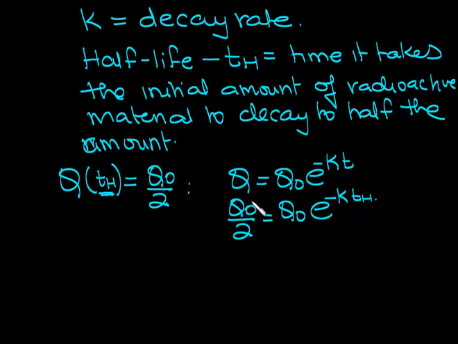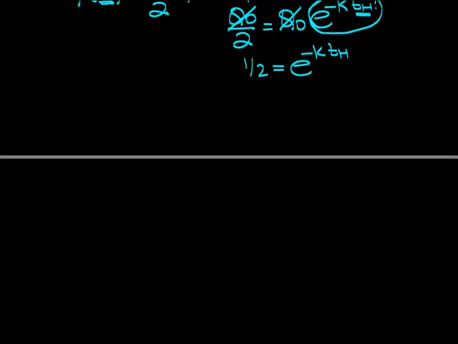So now I want to solve for t_H, my unknown exponent. I need to introduce logs, so I need to isolate this exponential first. I want to get rid of Q₀, so I divide both sides by Q₀ and they cancel. I get 1/2 = e^(-k·t_H). Now we can introduce logs on both sides: ln(1/2) = ln(e^(-k·t_H)).